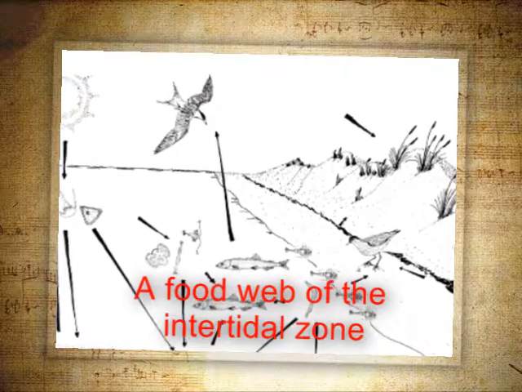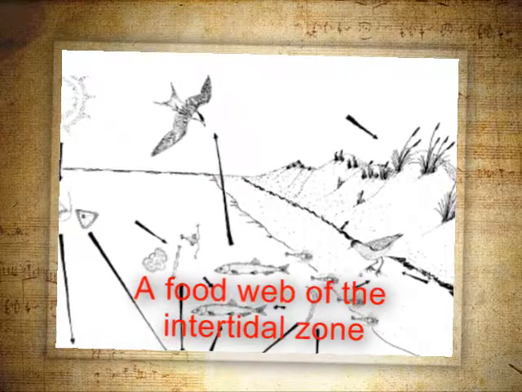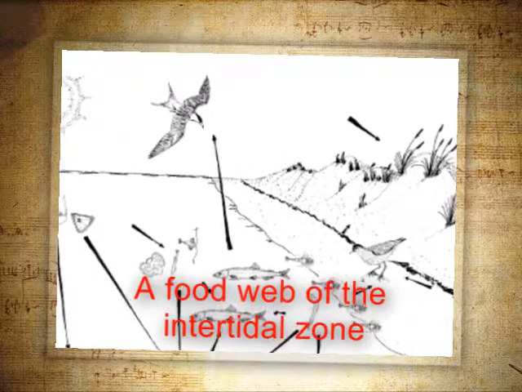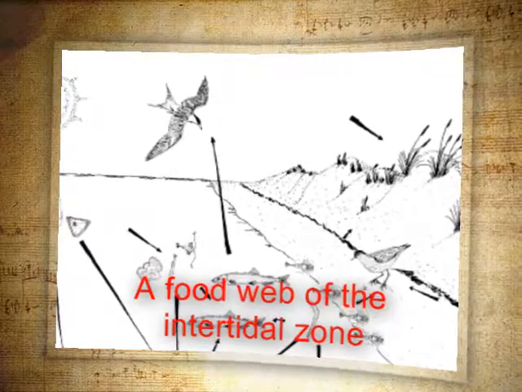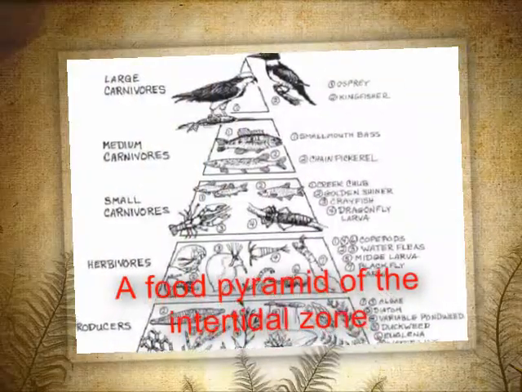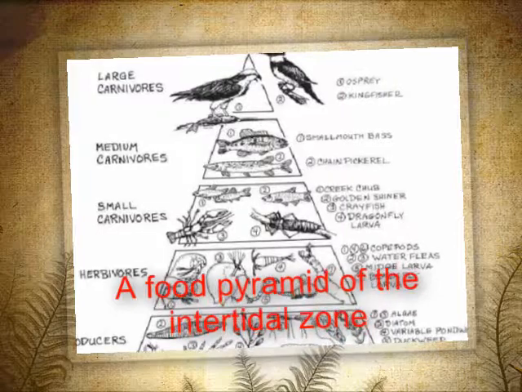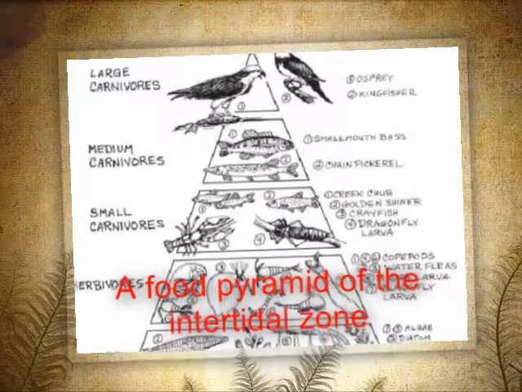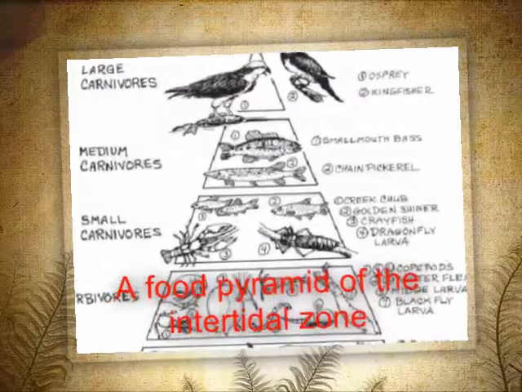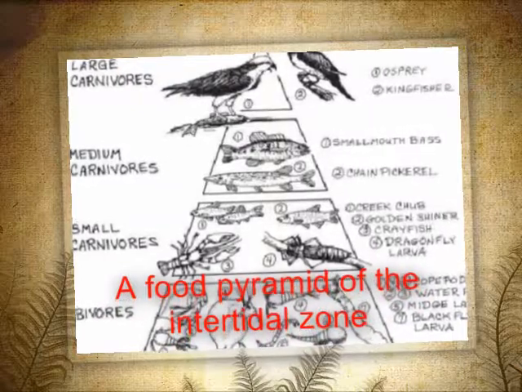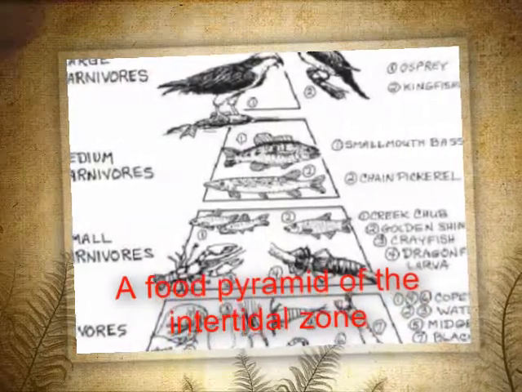Kelp and other large marine plants are not often found in tide pools in large quantities, although they are important to the food chain and web. Producers such as algae and phytoplankton make up the base of the food pyramid. Numerous species of plants have adapted to life in the intertidal zone.